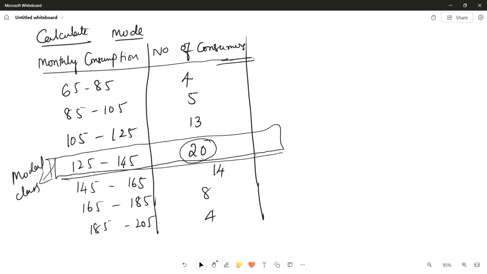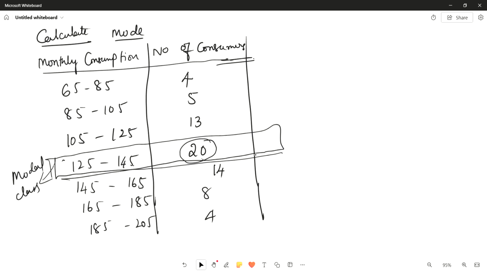Again I repeat. Number of consumers count, it is more in which class? 125 to 145. So mode means the most occurring number. So the frequency is more here, right? So this will be the modal class.